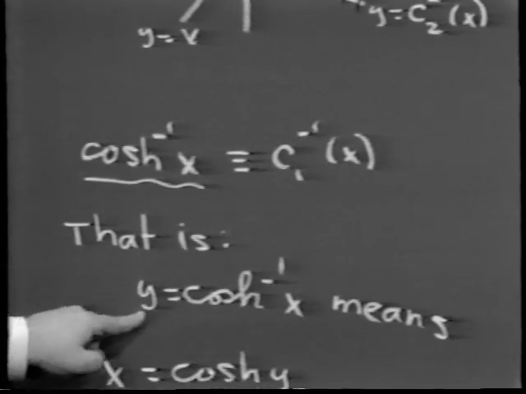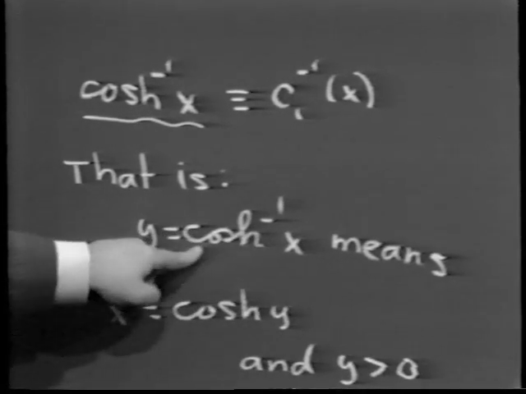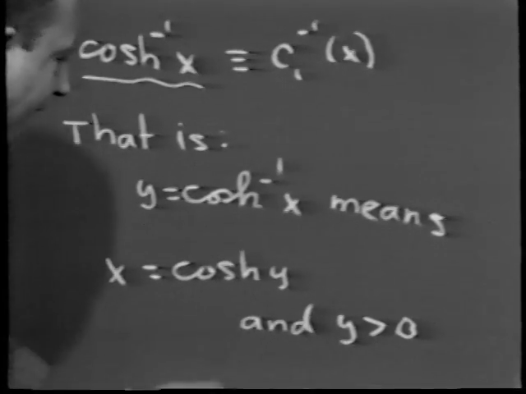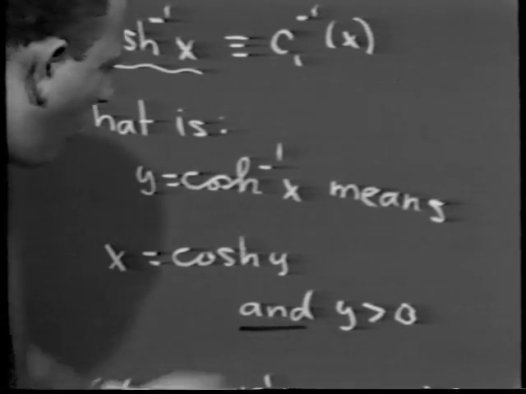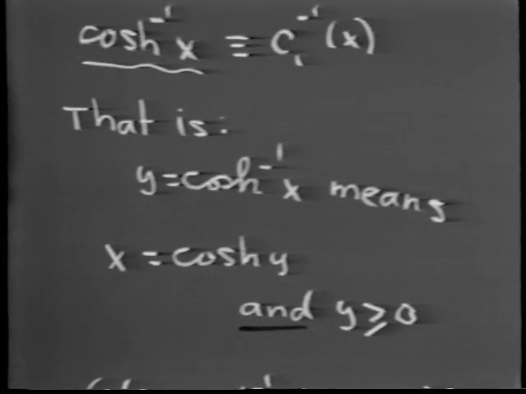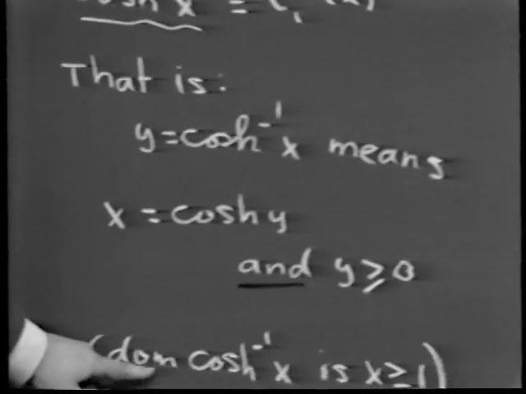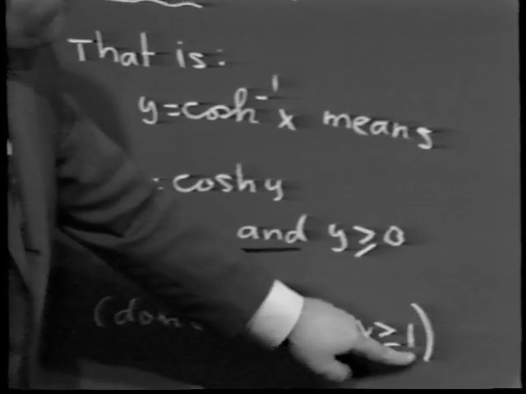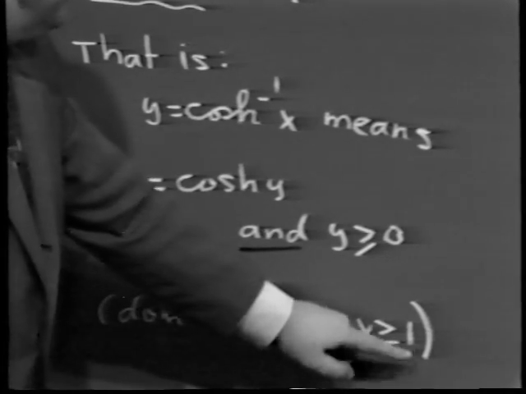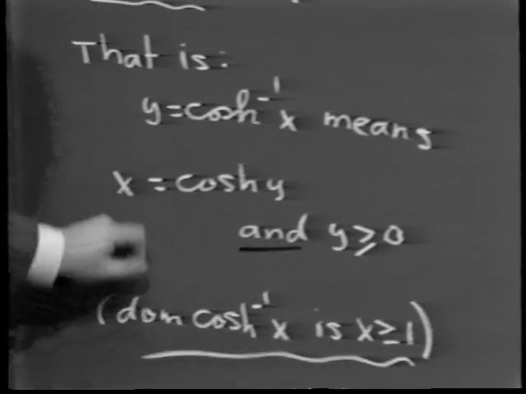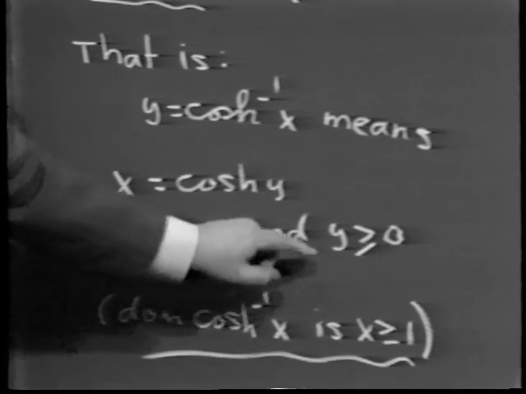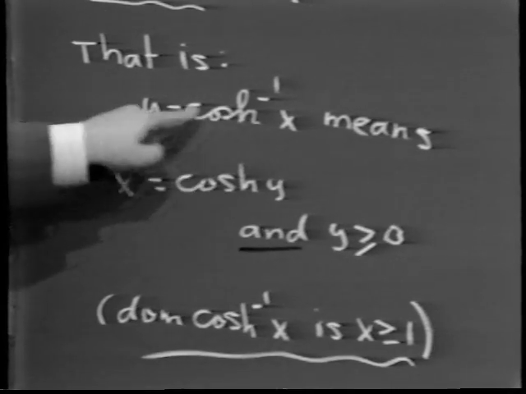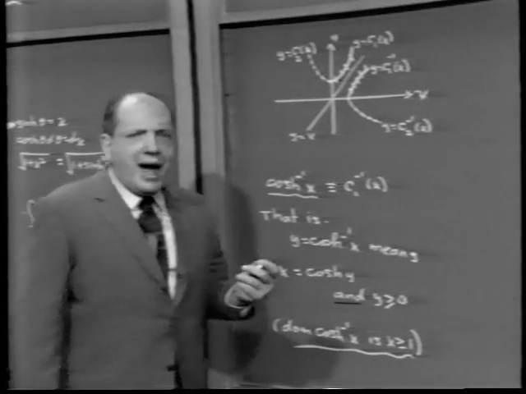In other words, the definition y equals inverse hyperbolic cosine x is x equals cosh y, and this is very important, and y is at least as big as 0. Notice that the domain of cosh inverse x is really x has to be at least as big as 1. But that's not the important point here. What I do want you to see is that if you left this restriction out, there would be no inverse function here. I'll come back to that in a moment.